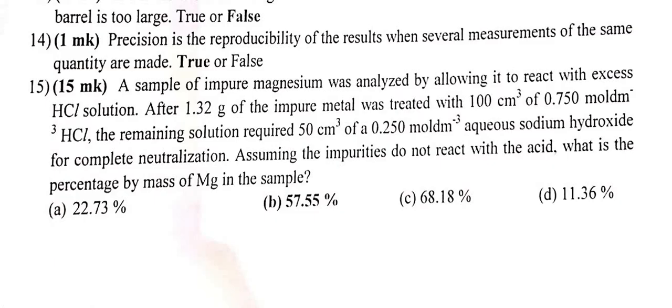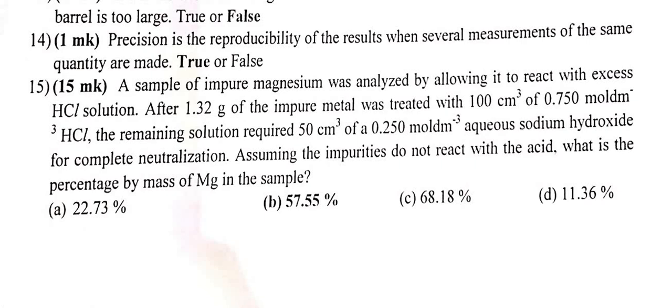This is a titration, is it? Yeah, look at the question here. They're saying a sample of impure magnesium was analyzed by allowing it to react with excess HCl solution. After 1.32 grams of impure metal is treated with 100 cubic centimeters of the 0.75 molarity HCl, the remaining solution required 50 cubic centimeters of 0.25 molarity aqueous sodium hydroxide for complete neutralization. Assuming the impurities do not react with the acid, what is the percentage by mass of magnesium in the sample? That's what they want us to find.